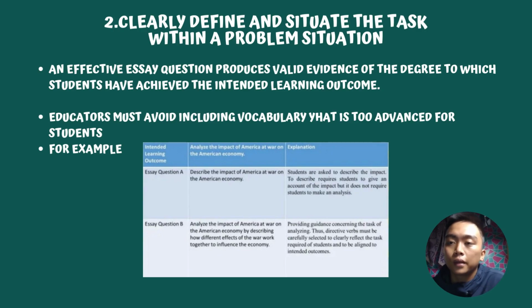Second, clearly define and situate the task within a problem situation. An effective essay question produces valid evidence of the degree to which students have achieved the intended learning outcome. Educators must avoid including vocabulary that is too advanced for students. The following example demonstrates the importance of carefully choosing directive verbs to align the essay question with the intended learning outcome.